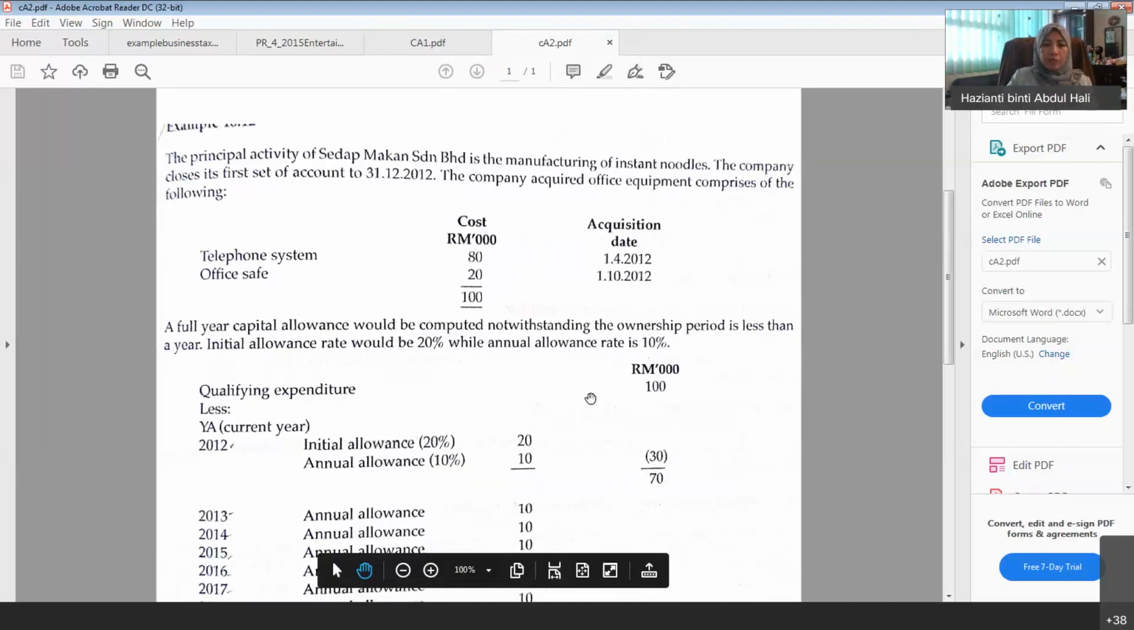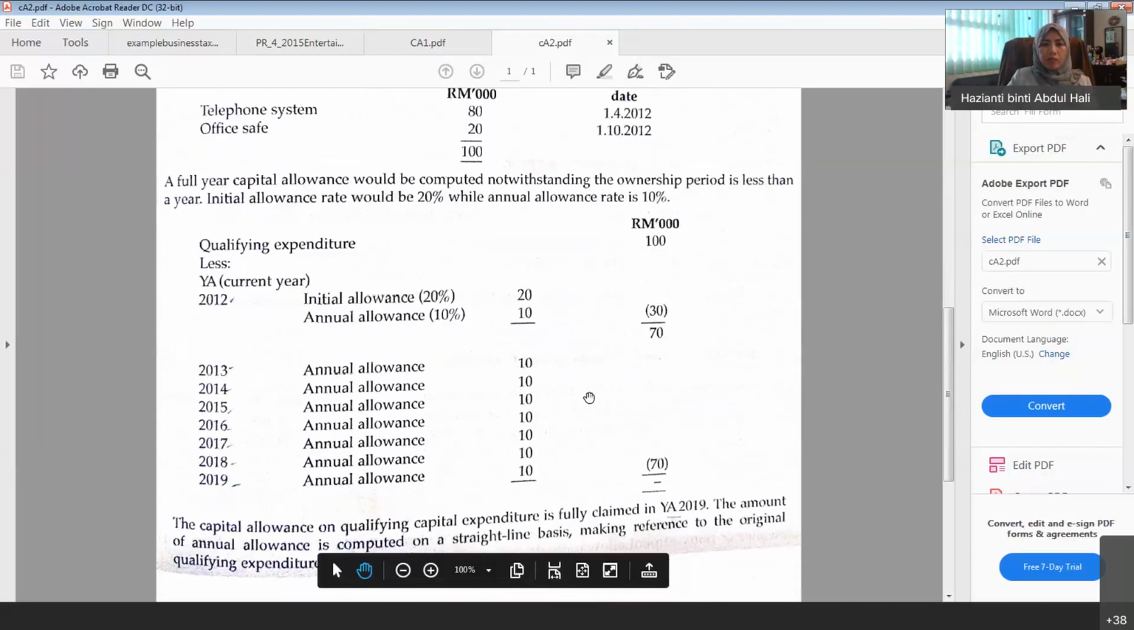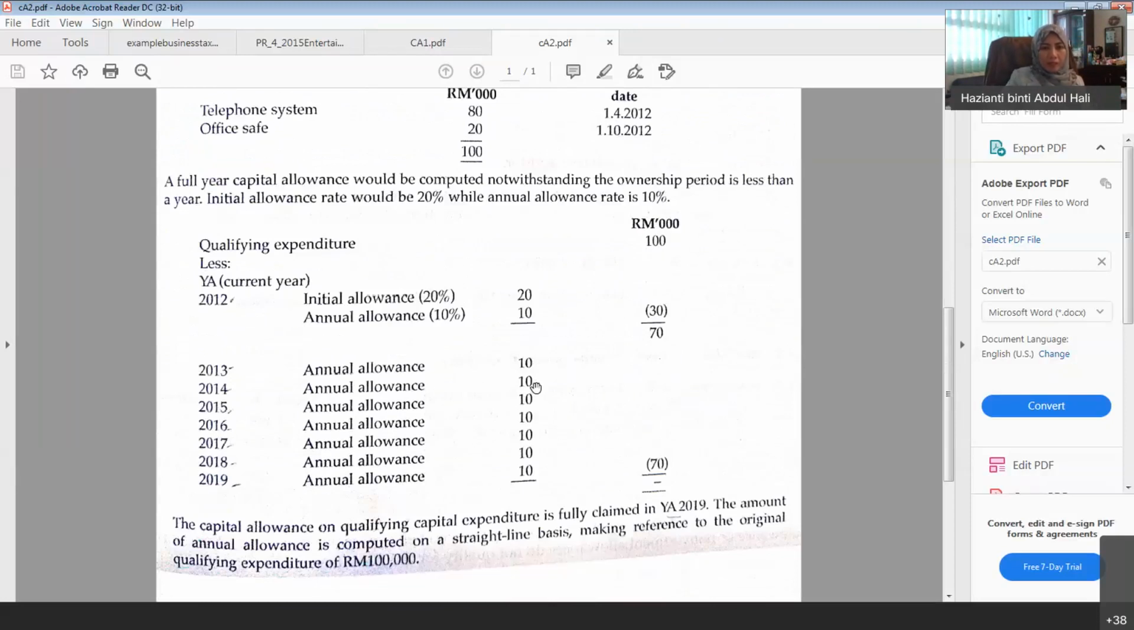Alright, so untuk 2013 nampak tak, dia hanya claim annual allowance sahaja sampailah habis. 2013 10, 14 10, 15 10, 16. If you want to do it yearly basis kan, so 70 minus 10 dapat 60, 60 minus 10 dapat 50. So sampailah habis. So kalau macam ni dia akan habis in year 2019. So 70 minus 70 habislah.